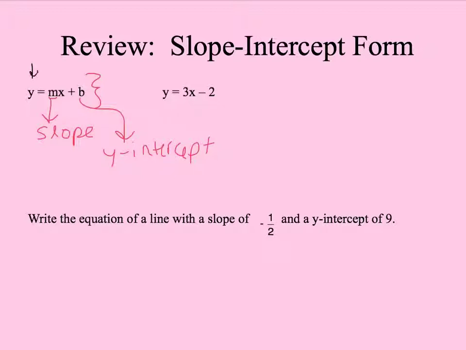The y and the x in this equation refer to the x and y components of an ordered pair. So remember, an ordered pair is two numbers in parentheses that look like x, comma, y, which is the x component, comma, y component.